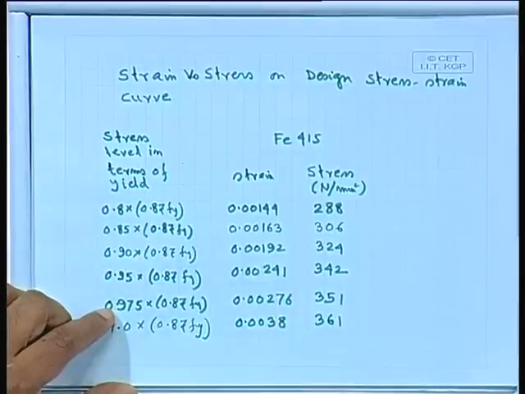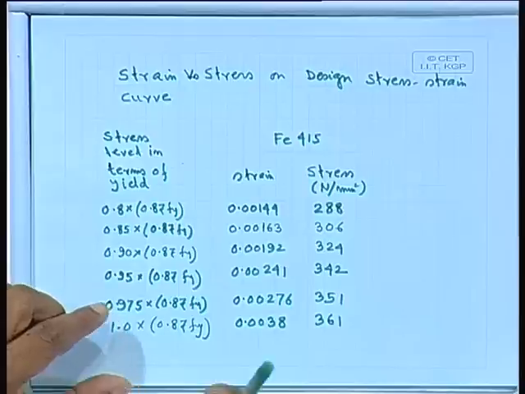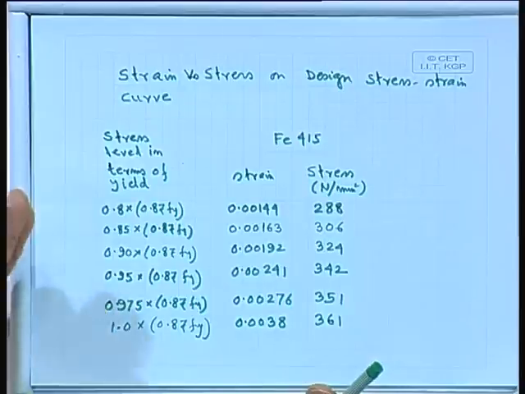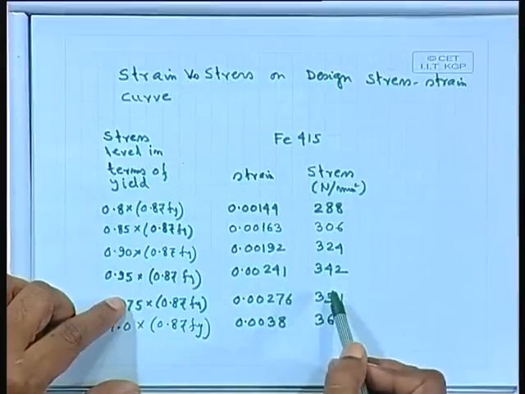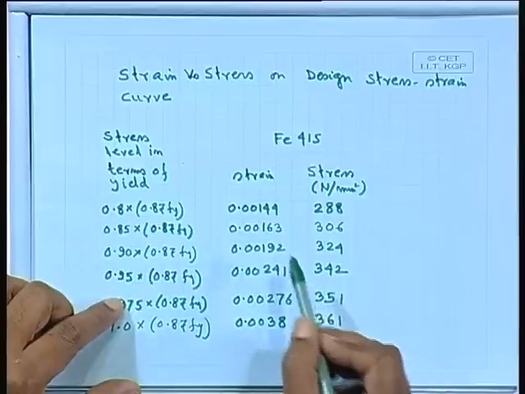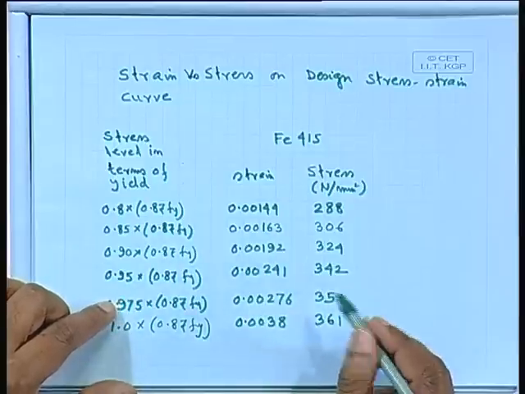0.0038361, and we are getting from this curve. You can get it using a scale, directly you can get the corresponding stress, but instead of that, it is customary that we tabulate it, and from there we can linearly interpolate. If the corresponding strain comes within this limit, we can linearly interpolate and find out the corresponding stress. So, it is better to use this type of table.